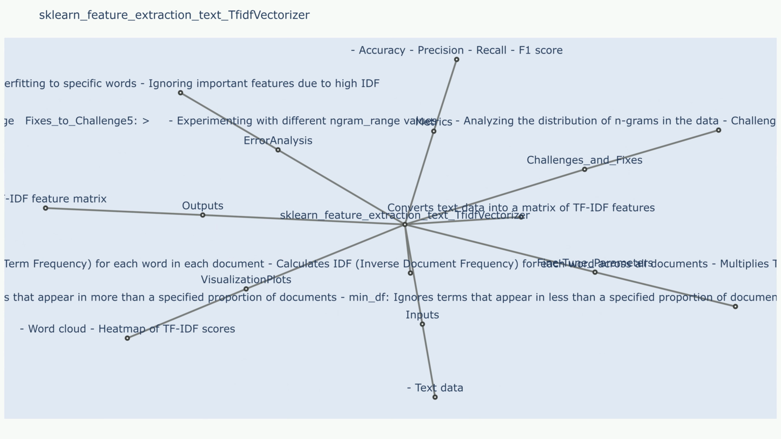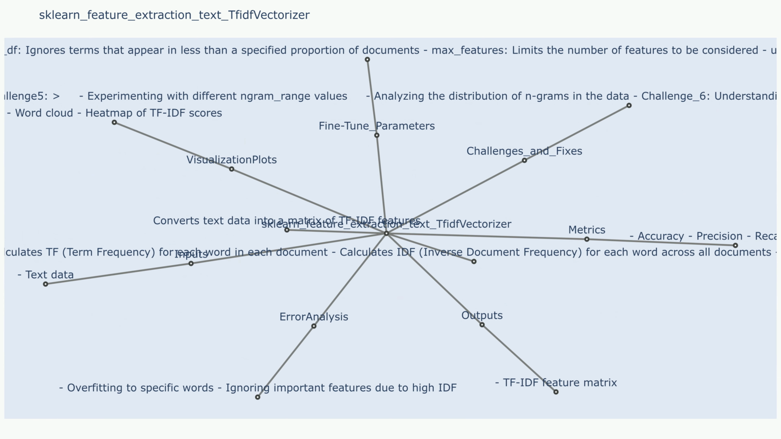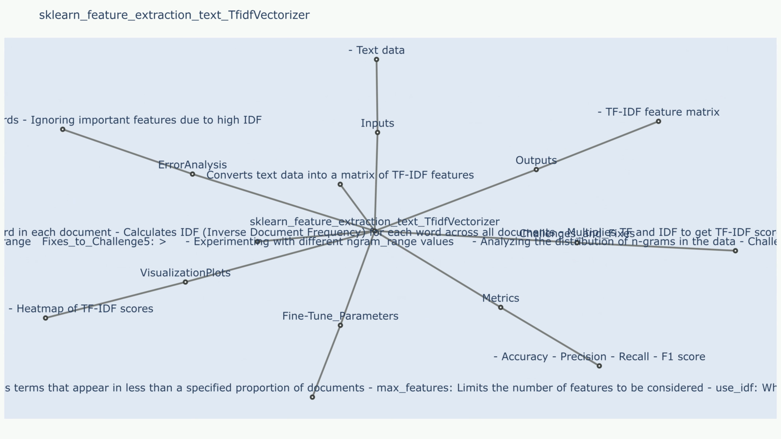Challenge 2: sparse matrix representation. The TF-IDF matrix is often sparse, meaning most values are 0. This can impact efficiency for some algorithms. Sample use case that resulted in challenge 2: performing linear algebra operations on the sparse matrix. Fixes to challenge 2: use efficient sparse matrix libraries like SciPy sparse. Consider using dimensionality reduction techniques like principal component analysis, PCA, to reduce sparsity.